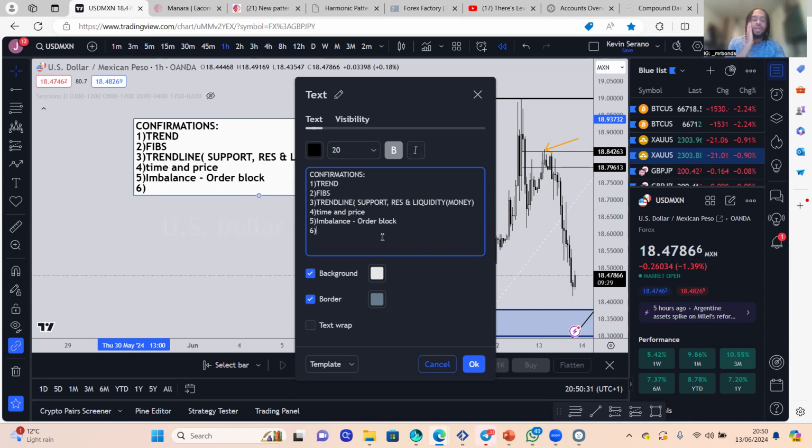The only other confirmation I might add, I'd say pretty much that's it, guys. Confirmations: trend, fibs, trends, time and price, imbalance. Yeah, that's pretty much all I look for, right?